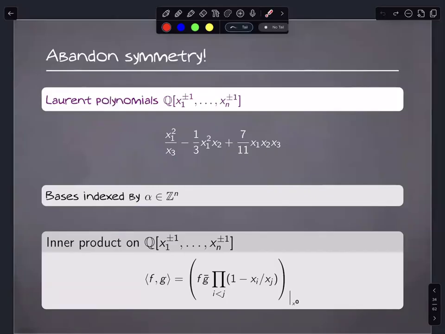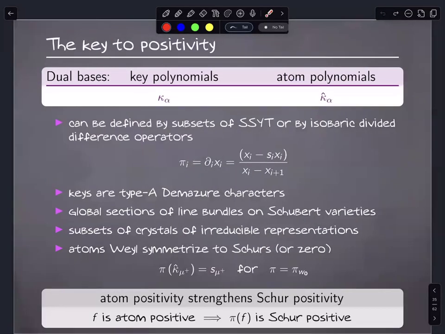And there's also an inner product on this space. Here it is. I don't think that you need to belabor it because it won't really be that relevant, but it exists. And then also what exists is an analog to Schur functions. The difference here is that they're not self-dual. The two Schur-like bases for this space of non-symmetric Laurent polynomials are called key polynomials and atom polynomials. And they have all of the beautiful features that Schur functions have.